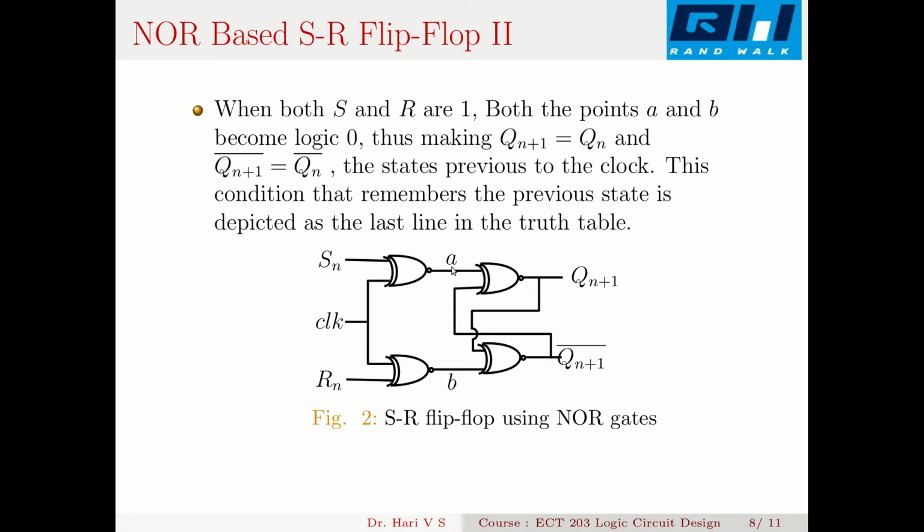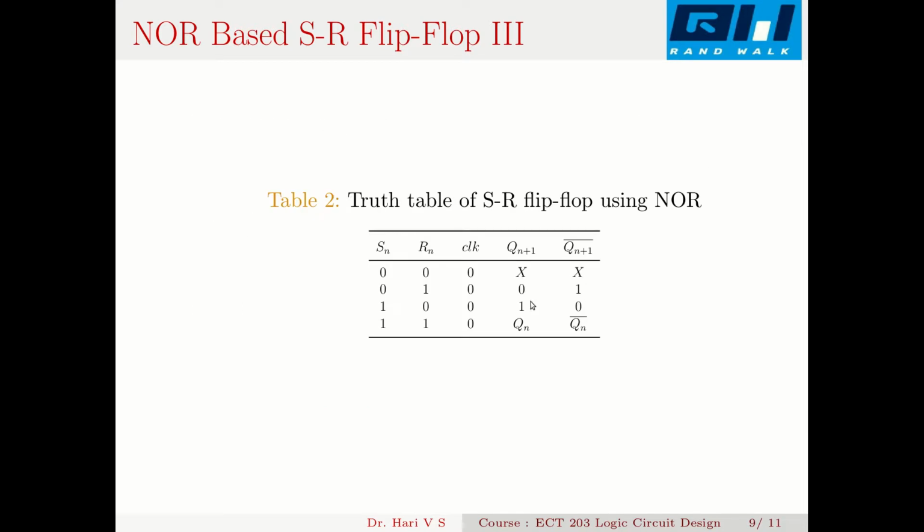When A is a 1, Q output becomes a low, because when one of the inputs is a high, output becomes a low. When this low and this low here, 0 or 0, all complement becomes a 1 here. So Q becomes a 0 and Q bar becomes a 1. I will say that again.